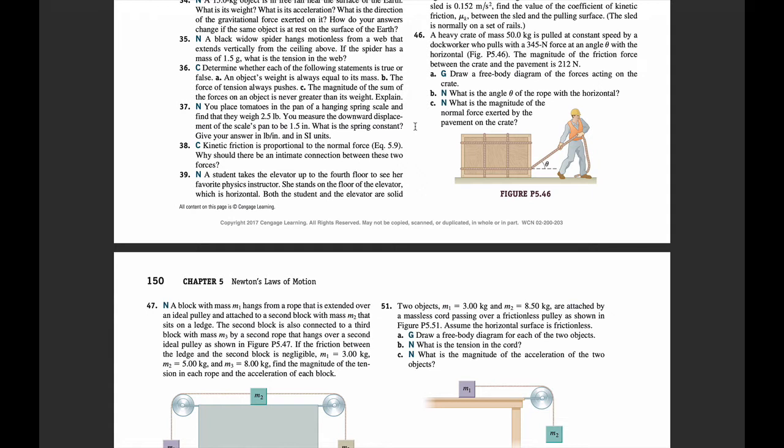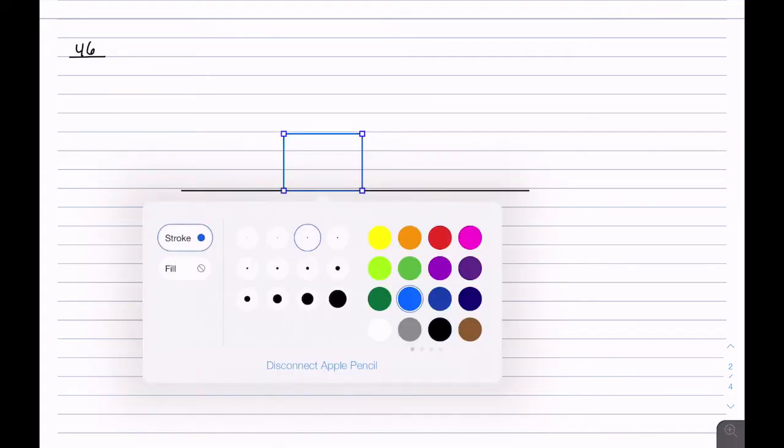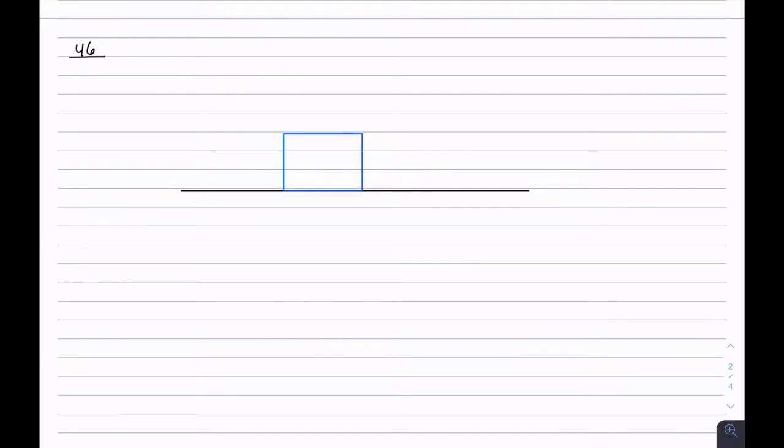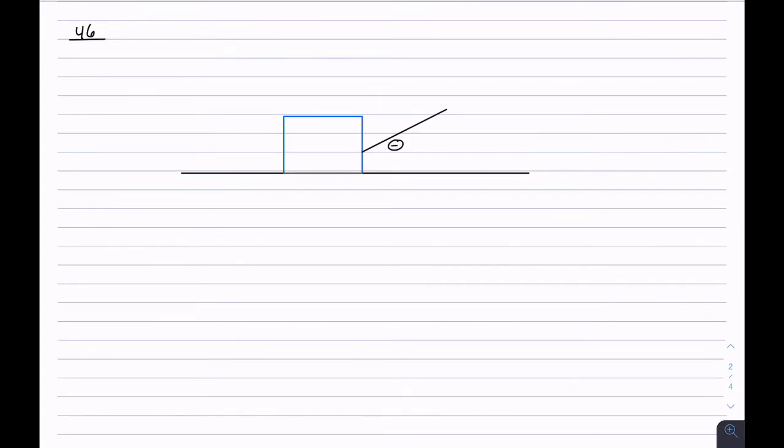Let's go down here. This is number 46. So we have a floor here. We're going to have some sort of crate. Let's give it a different color. We want to be able to see it, right? Then we have a force that's pulling it here, and it's making an angle theta with the horizontal, right?